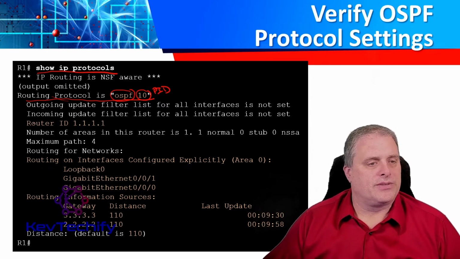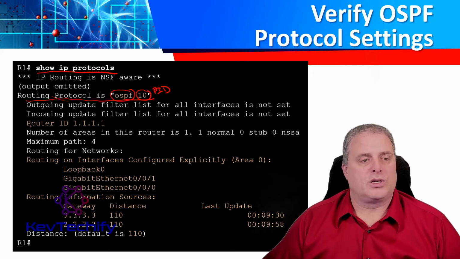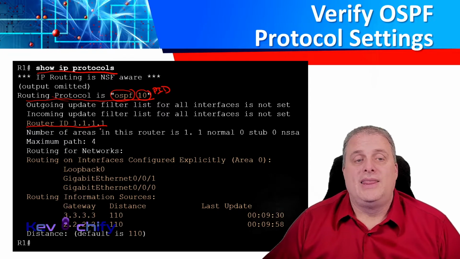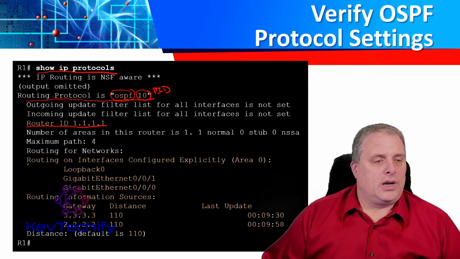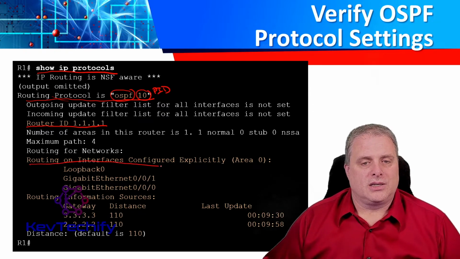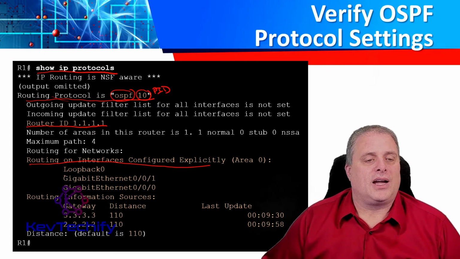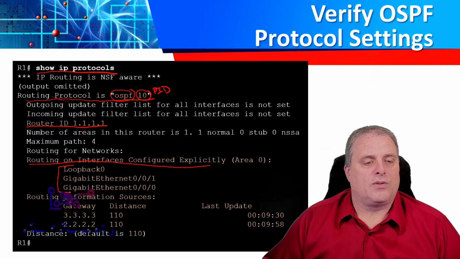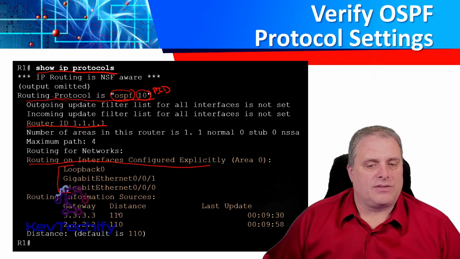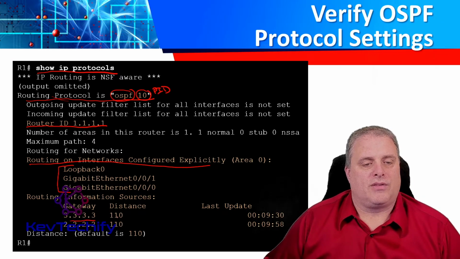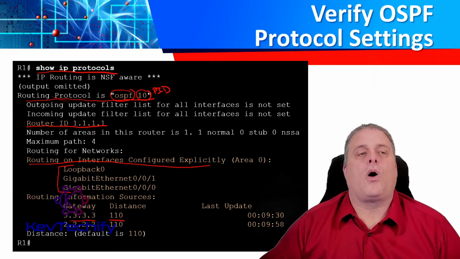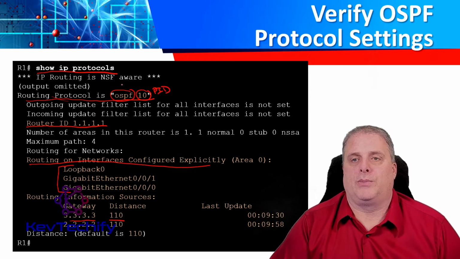Looking through here, some pieces of information that are important for us for OSPF. It says our router ID is 1.1.1.1. We've explicitly set that in there. Down here we have our routing on interfaces where we've explicitly configured OSPF. It gives us the three interfaces where we have OSPF running. We also have some other information here on the sources. We have the gateways, we have our administrative distances. We got this all from the show ip protocols command.